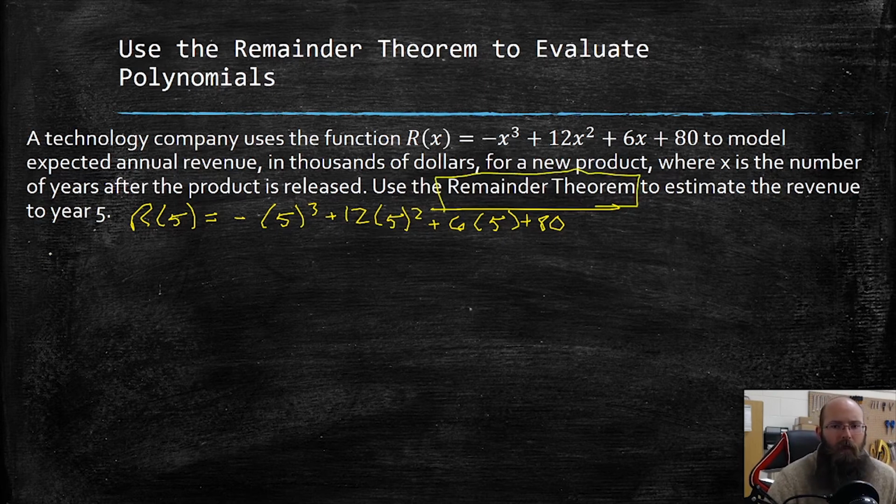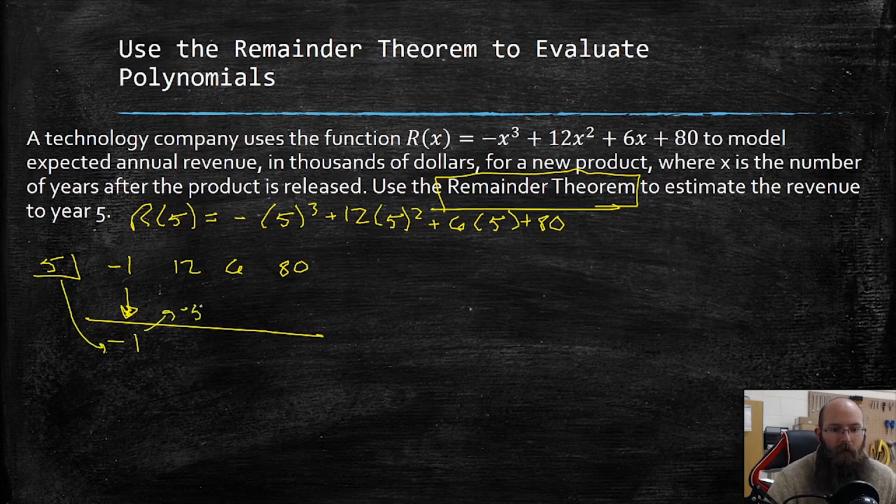And that would mean that I'm putting the 5 in that little box, and then I'm going to list out all of my coefficients here. And they do go in descending order. I'm not missing any. 3, 2, 1, 0 when it goes to my exponents. So it's negative 1 for my coefficient, and then 12, and then 6, and then 80. So now I just have to drop my first one down, negative 1. 5 times that number gets me negative 5.